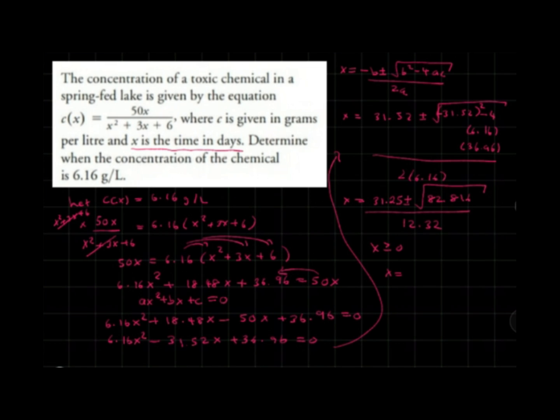Divided by 12.32, so x is equal to 3.275, so I'm just going to round that to 3.28 days. That's one of my solutions. The other solution here, x is equal to 31.25 minus the square root of 82.816, and then this is divided by 12.32. So I got x is also equal to 1.7978, so this is approximately 1.80 days.